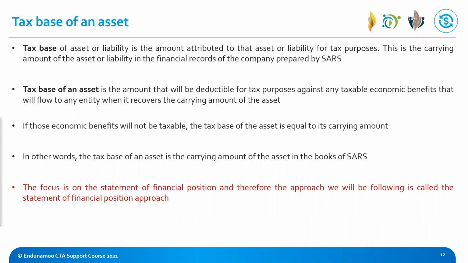The last note is that our focus is on the statement of financial position, the assets and liabilities. And what we are saying is that when we use that technique of saying which assets are there, then we are applying what we call the statement of financial position approach. We're going to explore it a bit more, but for now, just understand how it works.